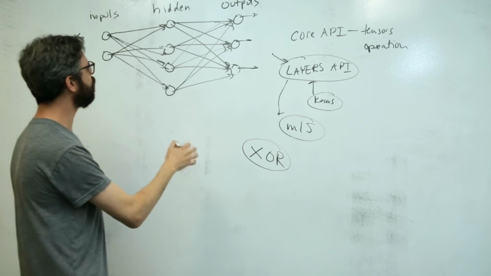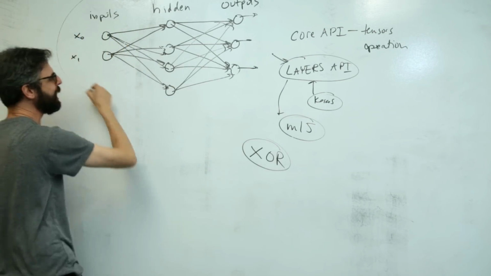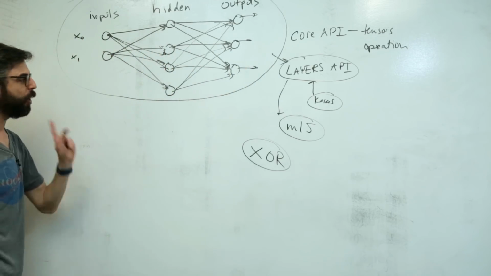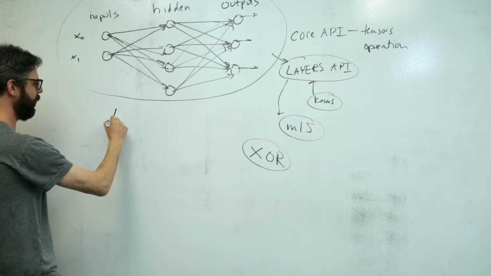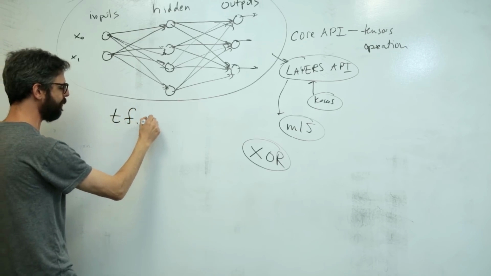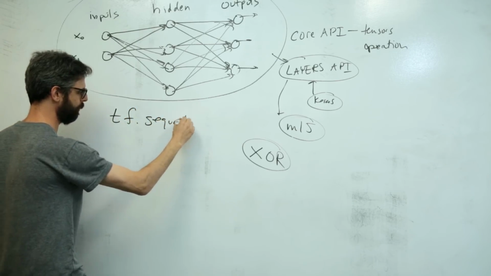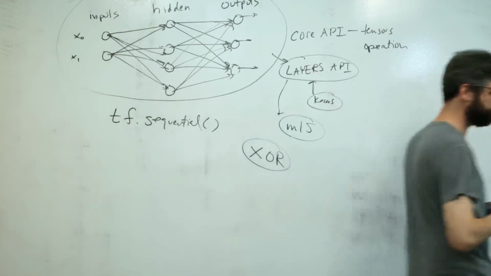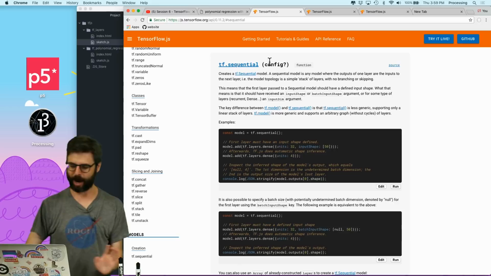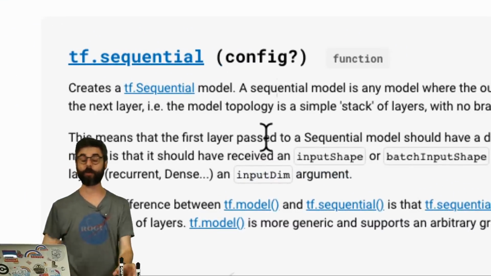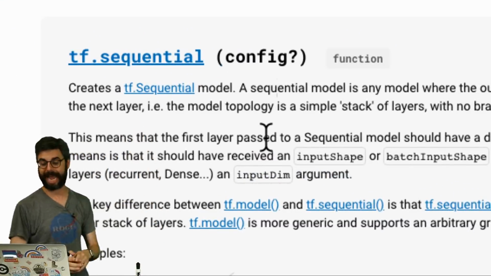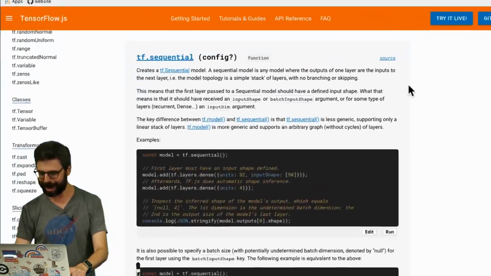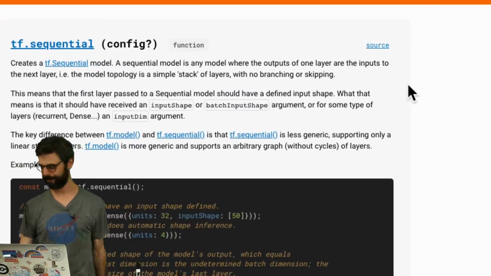So how do I use the Layers API to create a neural network with this exact architecture? So the first thing that I need to do is create something called tf.sequential. So tf.sequential, and let's go look at that in the API docs. And I'm right here already. TF sequential creates a sequential model, is any model where the outputs of one layer are the inputs to the next layer. That's what it says right there.